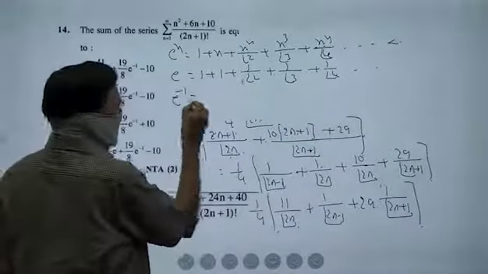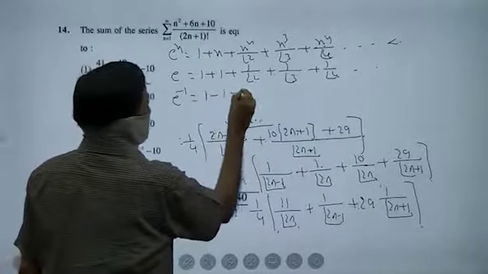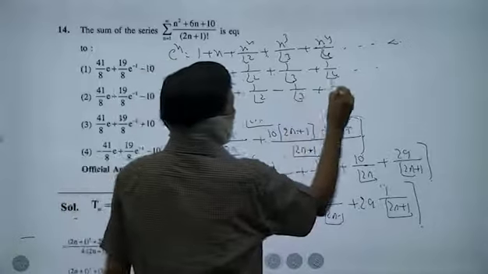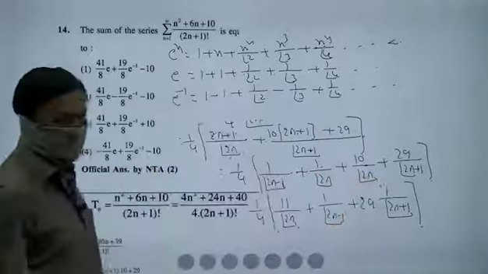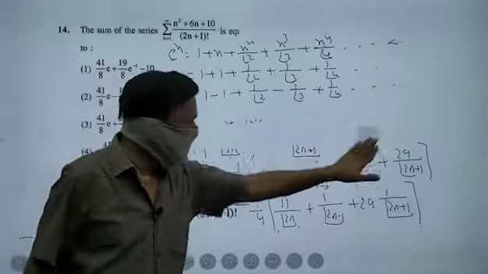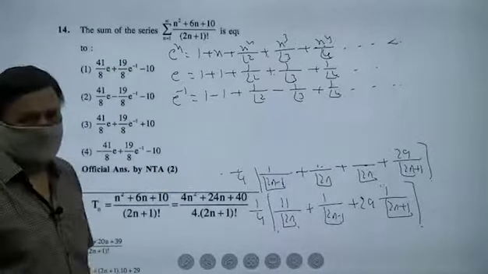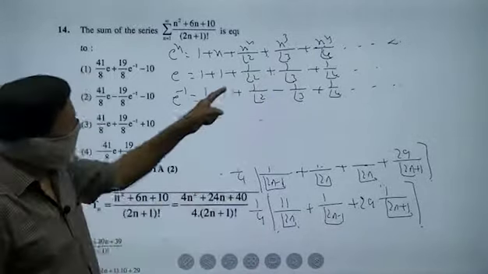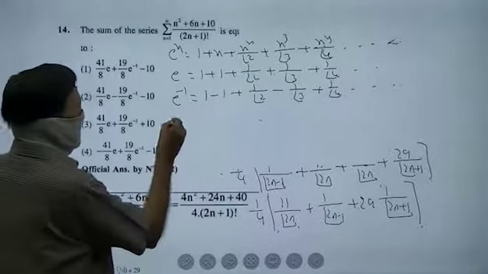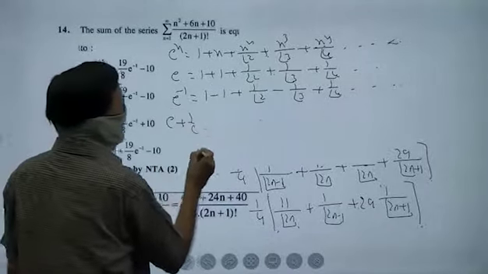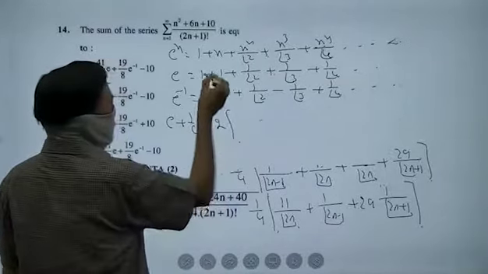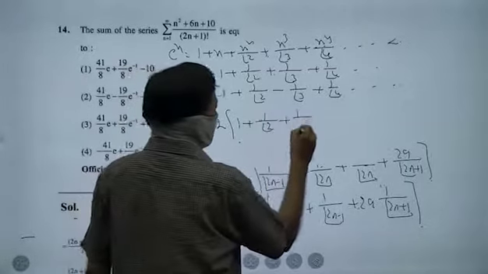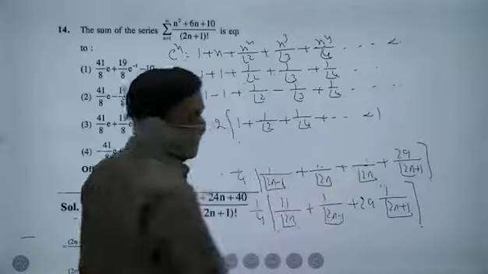Put x equal to minus 1: 1 minus 1, 1 by factorial 2, 1 by factorial 4, etc. You put x equal to 1 and x equal to minus 1 like this. Now, listen, if you add, what you will get? e plus 1 by e is equal to 2 into 1 plus 1 by factorial 2, 1 by factorial 4.